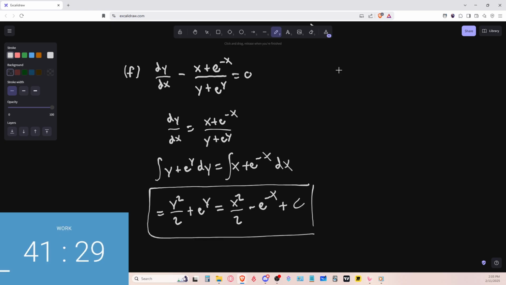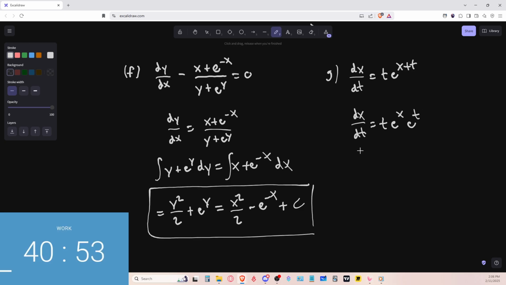Let's see here. So now we're on G. So G is dx dt. Okay, so it's not one. And T. Oh. Aha. So, that could have been tricky if I didn't know that trick.